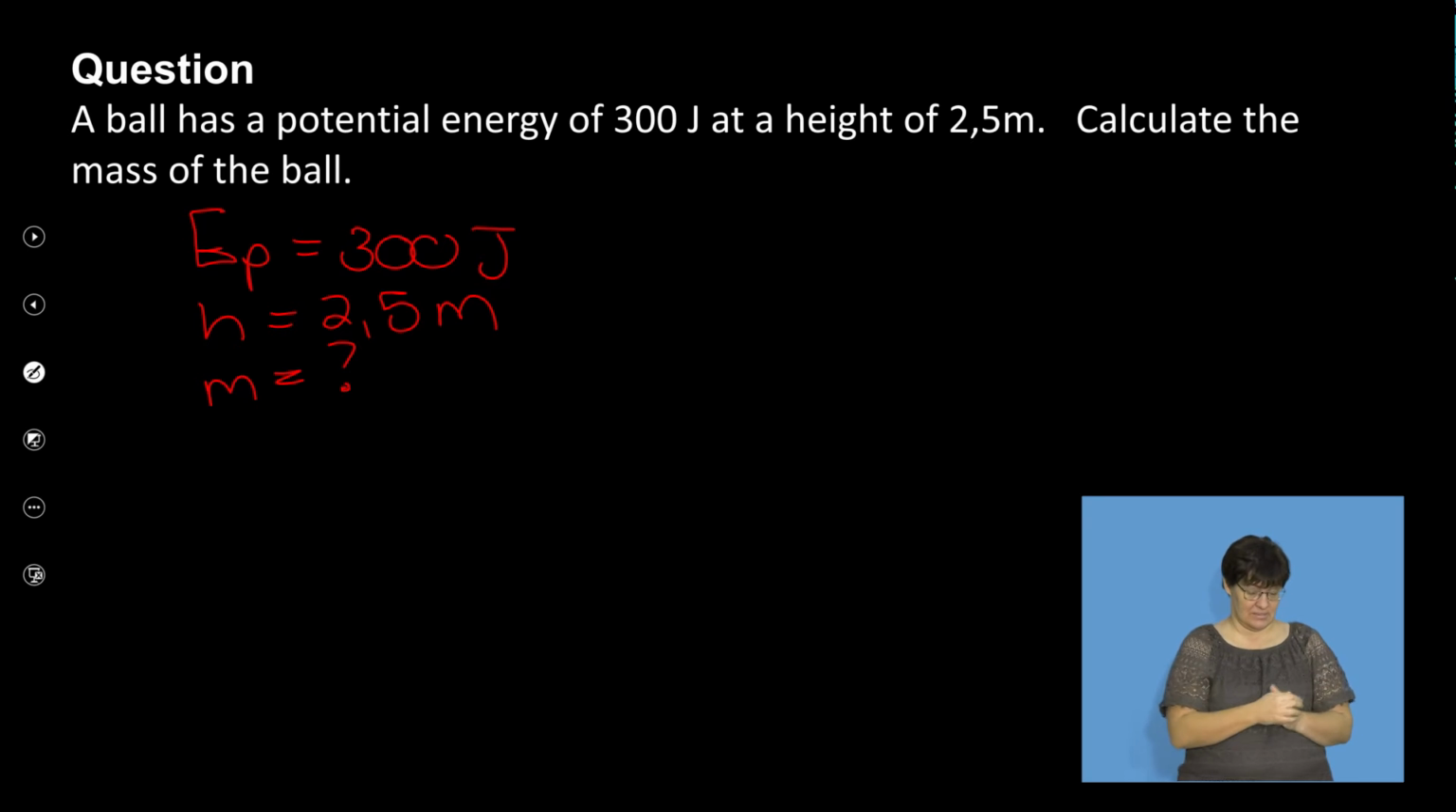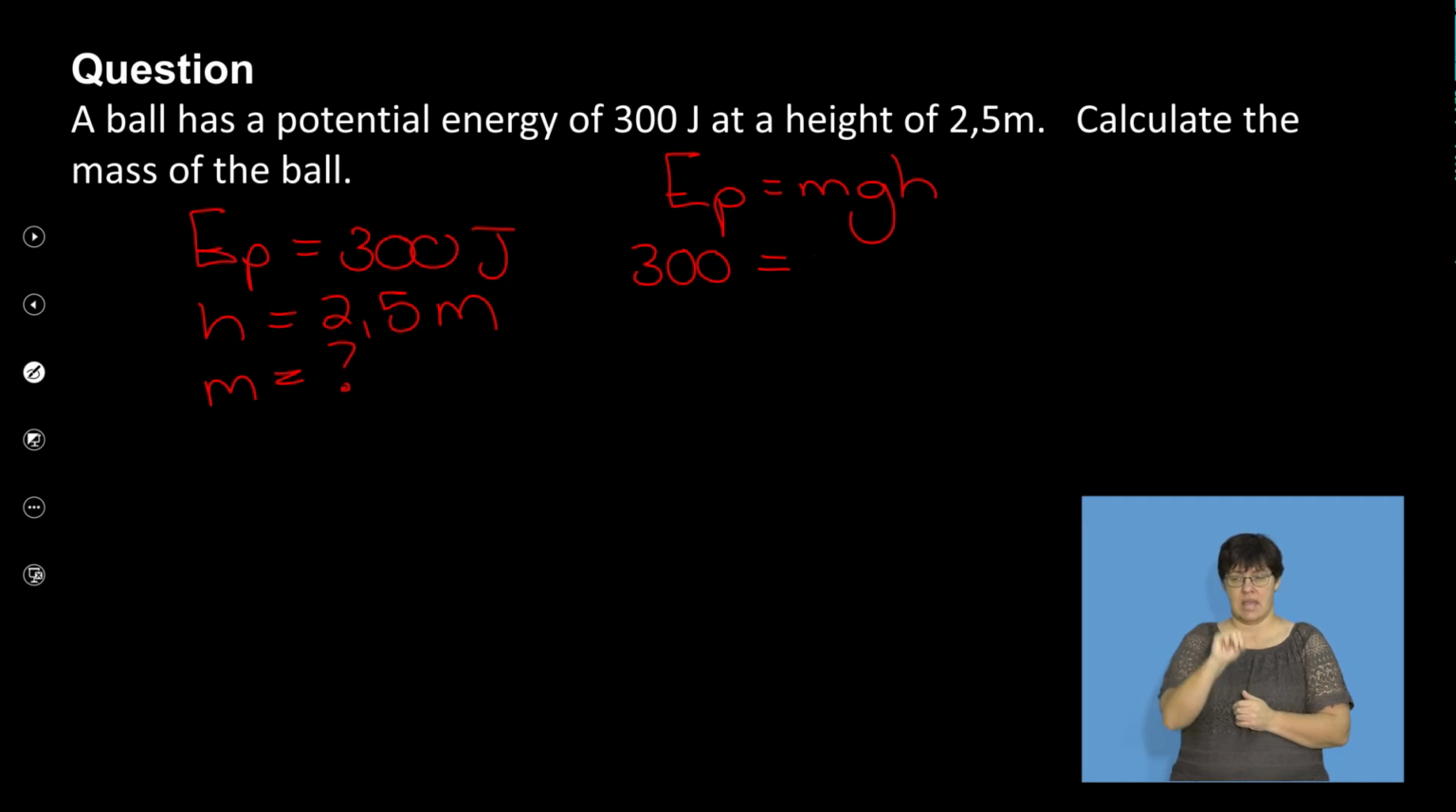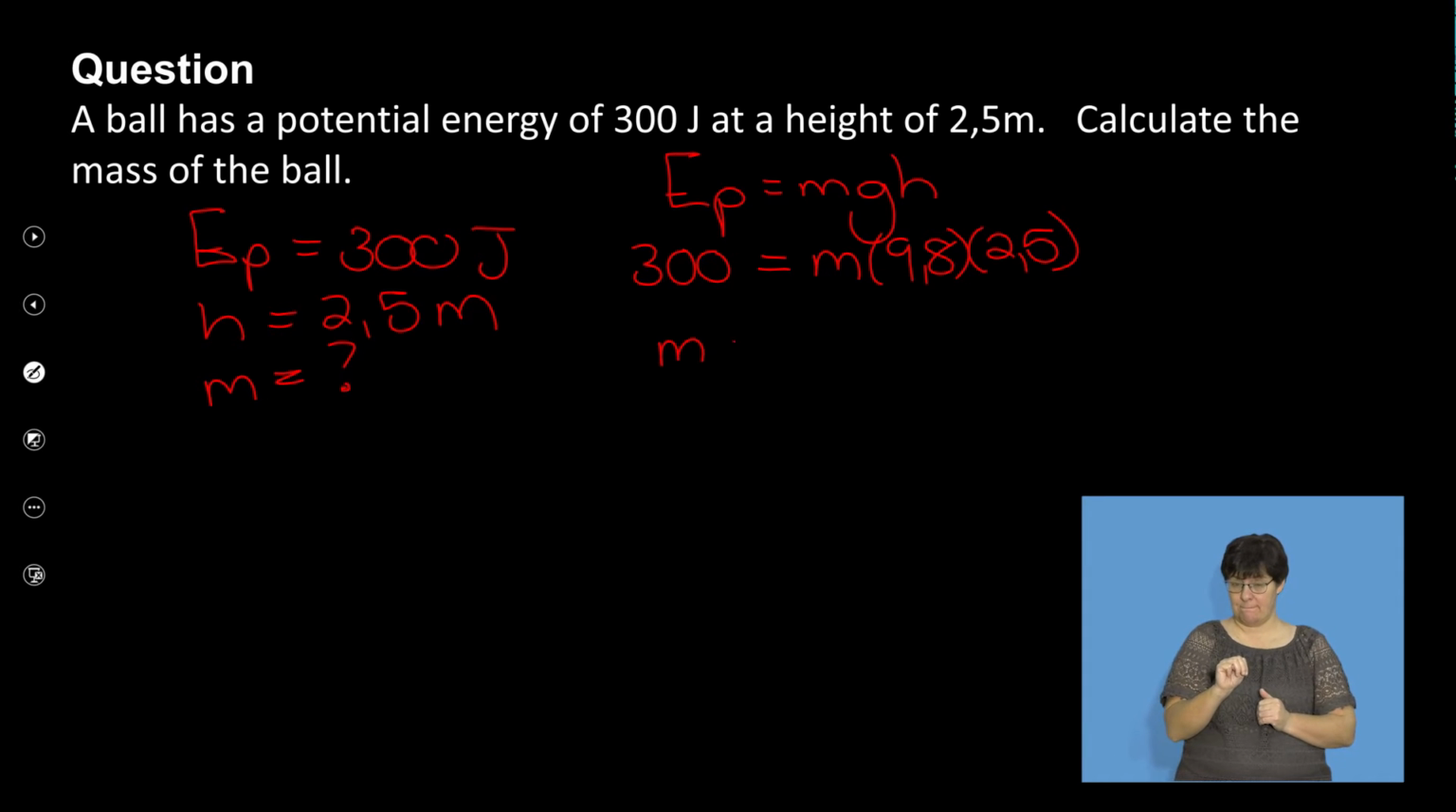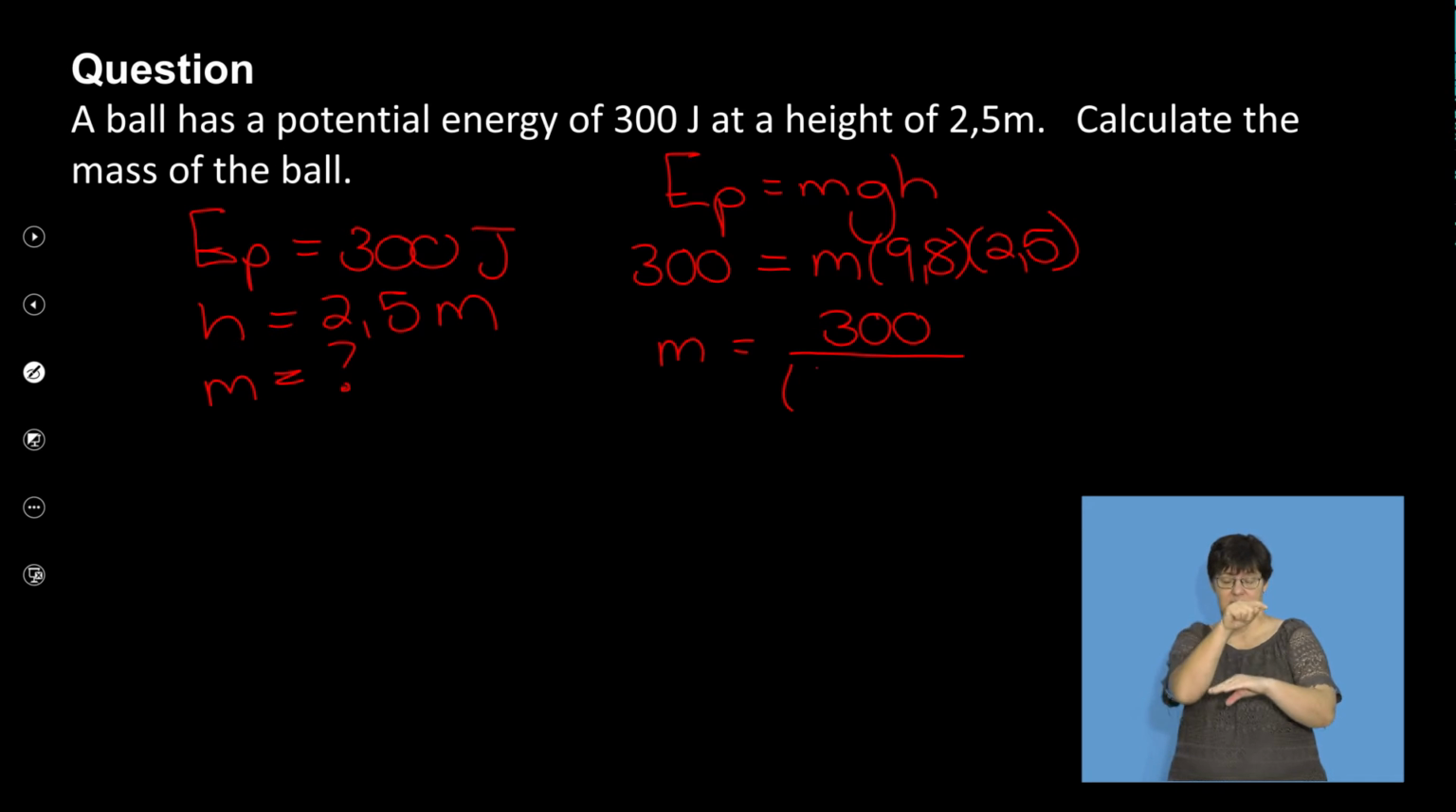So we start where we always start. Equation, potential equals mgh. Potential is 300. We don't know mass. g is 9.8. Height is 2.5. We want m on its own. So we're going to go 300 divided by 9.8 times 2.5.